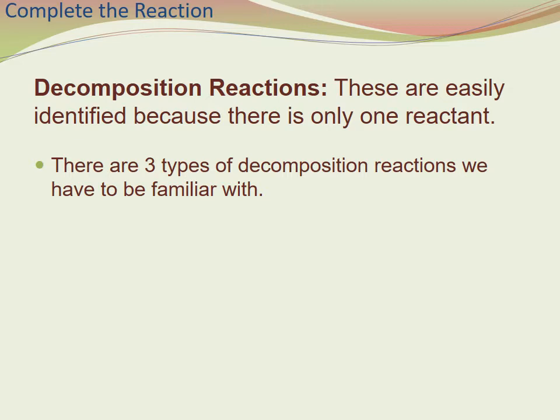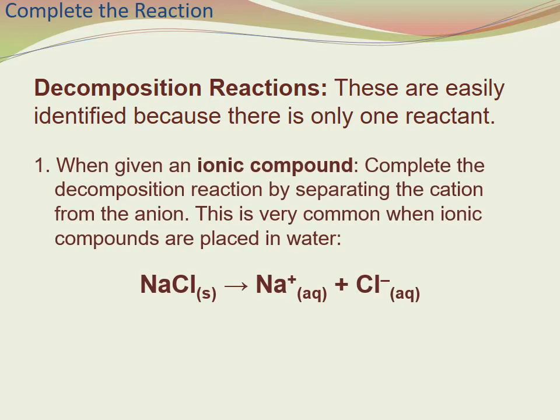Decomposition reactions. These are easily identified because there is only one reactant. There are three types of decomposition reactions we have to be familiar with. The first is when you are given an ionic compound. Complete the decomposition reaction by separating the cation from the anion. This is very common when ionic compounds are placed in water. The salt will separate into its positive and negative charges.